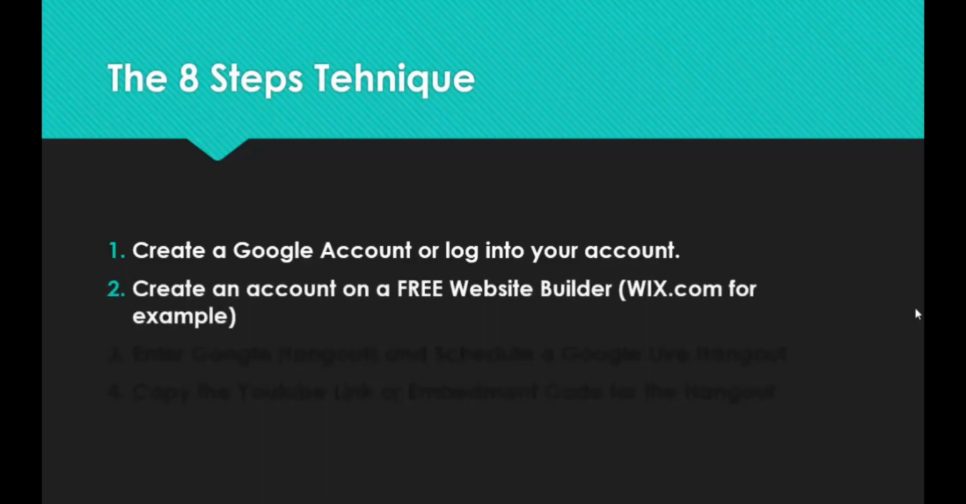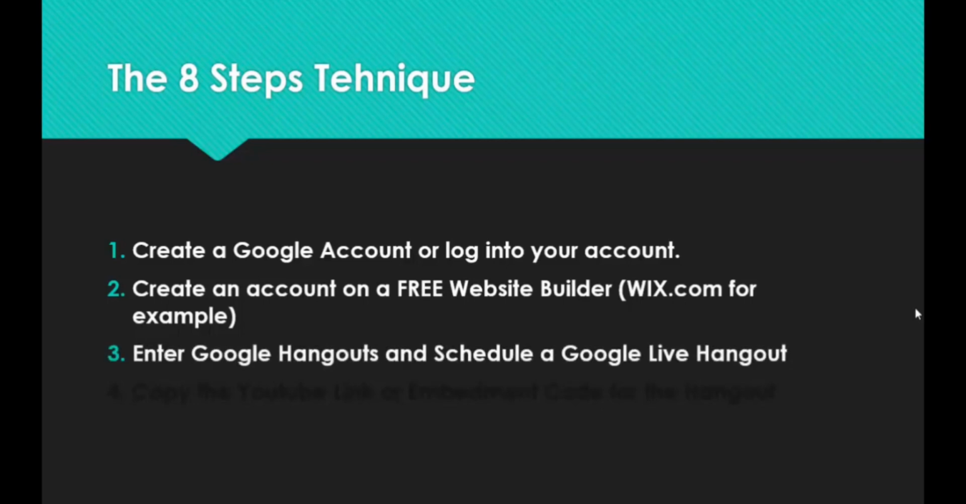Then you need to create an account on a free website builder, and an example for that is Wix.com, and I will show you exactly in a future video how to use that. Then you need to enter into your Google Hangouts account, okay? You just type in Google Hangouts on Google while already being logged into your account. The Google Hangouts will appear. You enter Google Hangouts and you schedule a Google Live Hangout. So not a normal Google Hangout. You need to schedule a Google Live Hangout, okay?